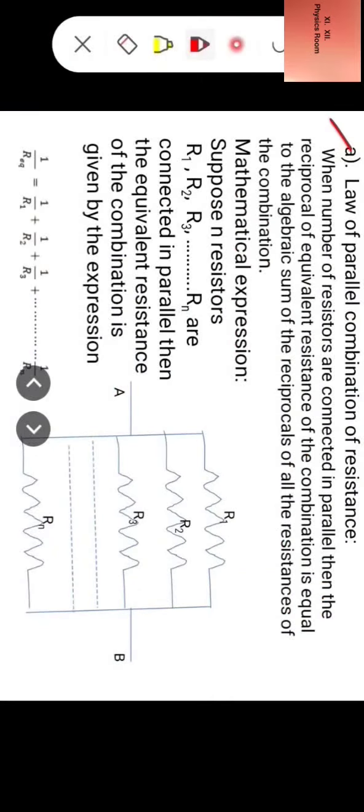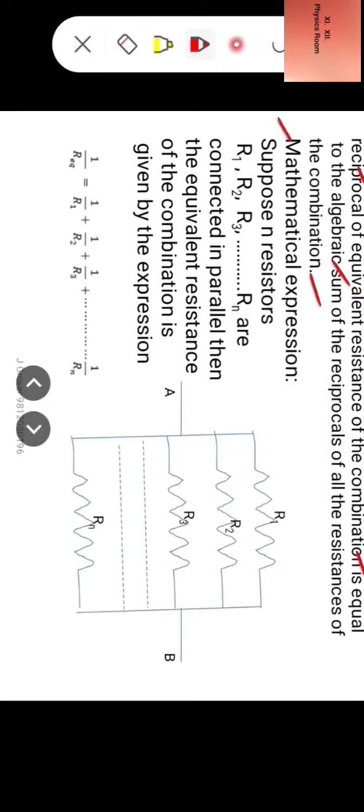A. Law of parallel combination of resistances. When a number of resistors are connected in parallel, then the reciprocal of the equivalent resistance of the combination is equal to the algebraic sum of the reciprocals of all the resistances of the combination. Now the mathematical expression.